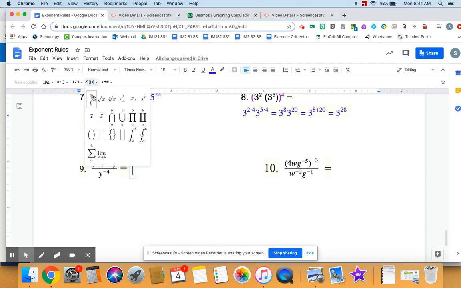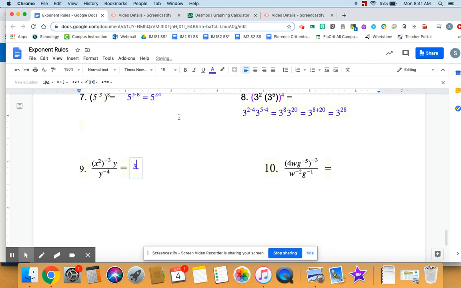So first and foremost, you see this parentheses with another exponent on it. You always want to start with those. So that means you multiply. So x to the power of 2 times negative 3 becomes negative 6. And I have my y. And then on bottom, I have y to the negative 4.